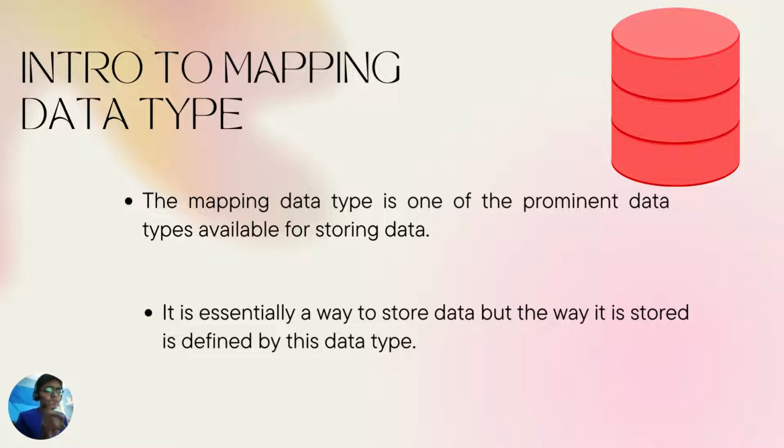So first, what is this? What is a mapping data type? It acts like a data container, but the way it contains data is determined by this mapping data type. Usually, we just store data in the form of a list or a tuple. But what mapping data type does is it creates a key value pair system where when you ask for the key, it gives you the value. Essentially, that is what a mapping data type is.